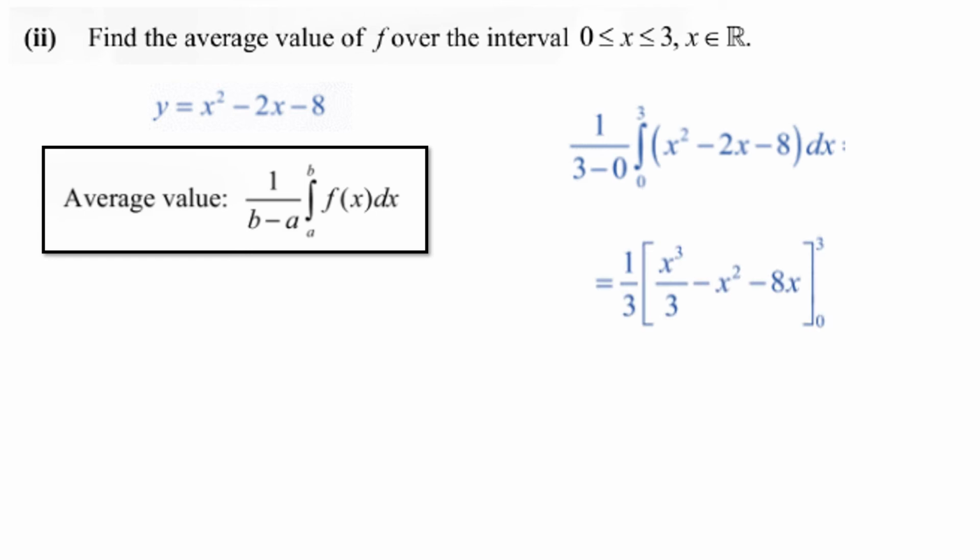So when I work this through, I have a third. Integrating, add 1 to the power, divide by my power, I get x cubed over 3 minus 2x squared over 2, which simplifies to just minus x squared, and minus 8x. I'm looking to evaluate that between 3 and 0, so I'm going to sub in x is 3 and x is 0 and take them away. When I do that, the final answer works out as minus 8, and this is the average value of f over that interval.